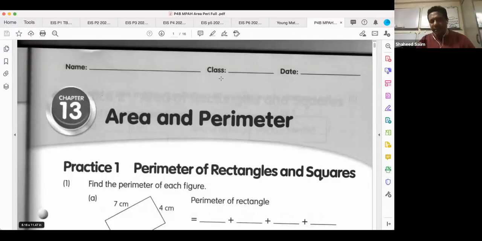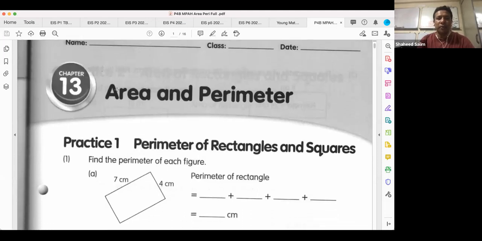Okay. This is called area and perimeter. So, this is actually a very easy topic. What is the meaning of area? You all know. First of all, we ask Putra, what's the unit for area and what's the unit for perimeter?